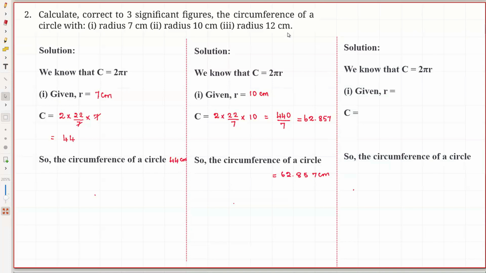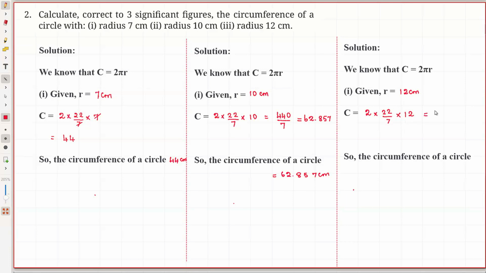So the radius is given as 12 centimeter. You have to take the radius as 12 centimeter, and circumference is equal to 2 pi r. So 2 into pi value 22 by 7 into radius 12. You have to just multiply everything, and you'll be getting 44.